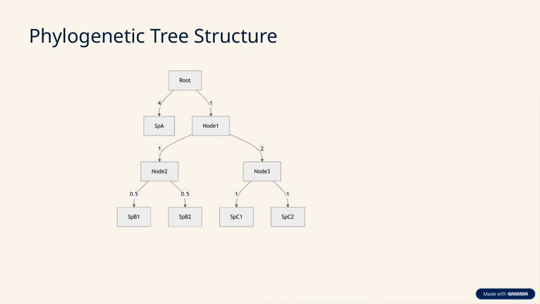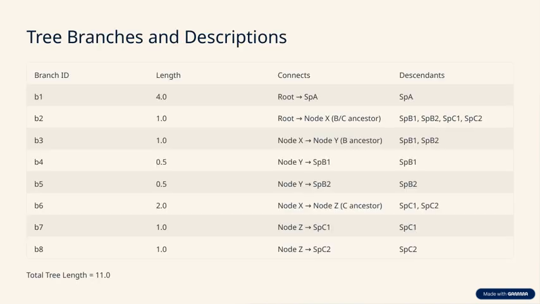Connecting this to the overall theme, understanding the tree structure allows us to trace the evolutionary history, identify patterns of adaptation, and better comprehend the diversification of life. It's a foundational tool that helps us see the bigger picture of biological evolution. Let's take a closer look at the tree's structure represented here. Starting with the first branch, B1, which has a length of 4 and connects the root directly to SBA.